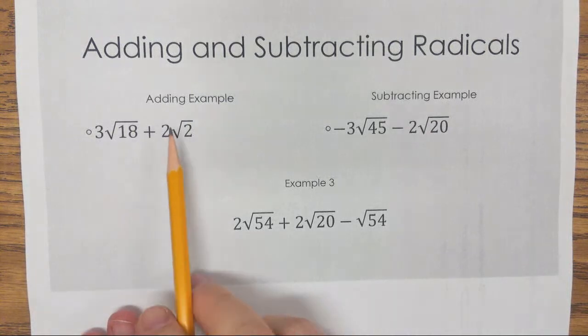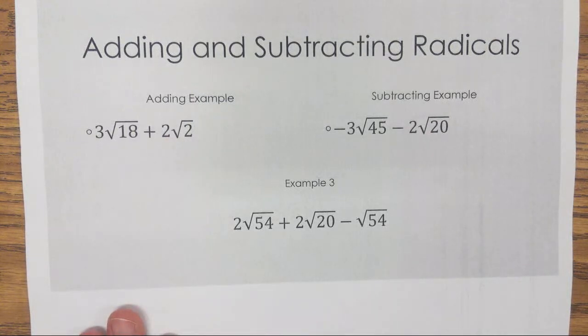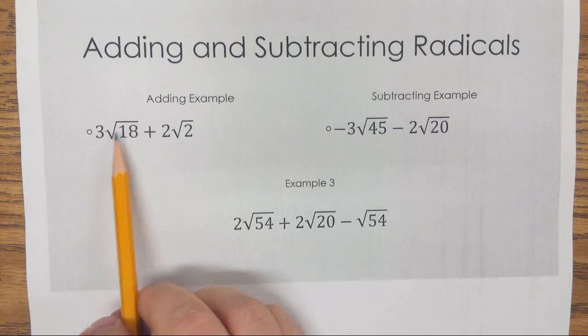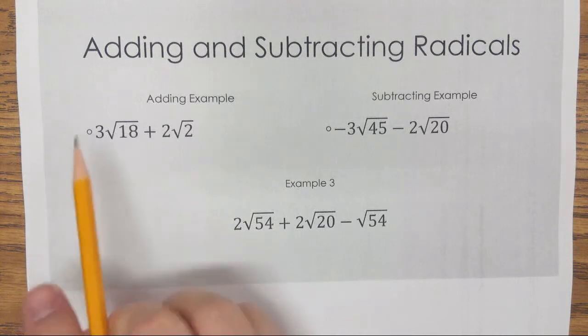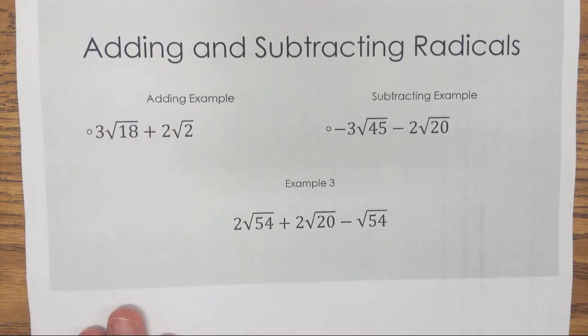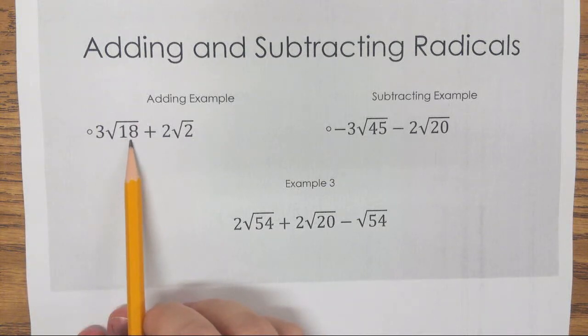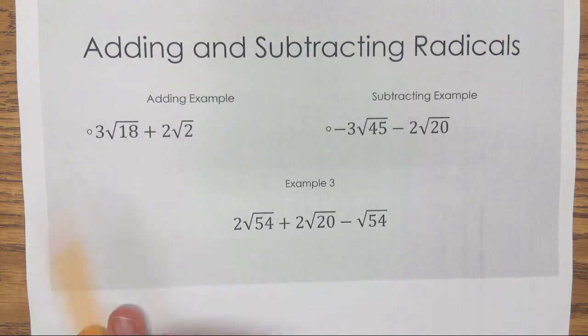Okay, so here's an example for adding. I've got 3 radical 18 plus 2 radical 2. Remember, the first thing I wanted to do is see if we could multiply anything. I know these numbers out here look like we might want to multiply them, but we don't on this. We're not going to do any multiplication on these. However, I am going to simplify this one a little bit.